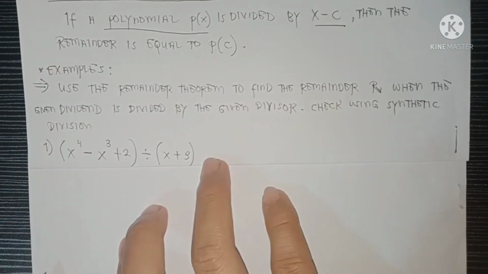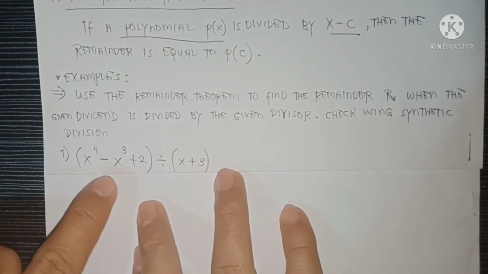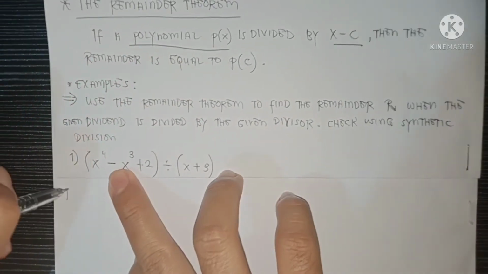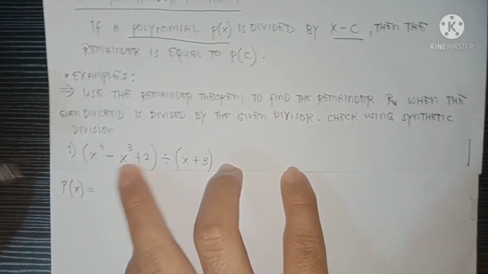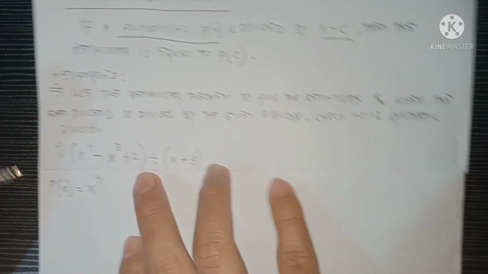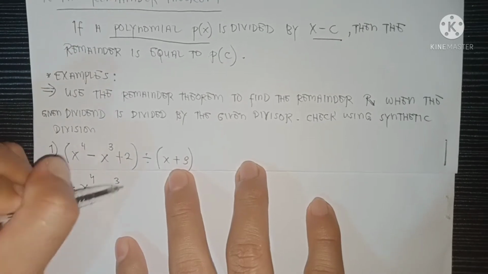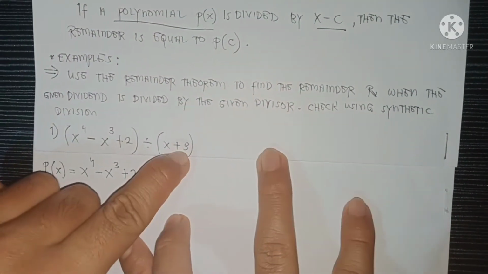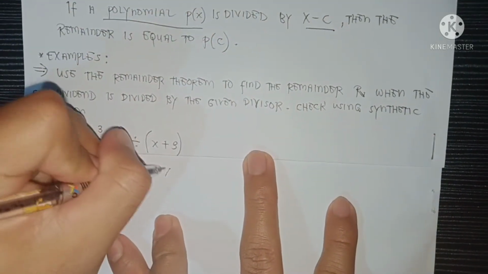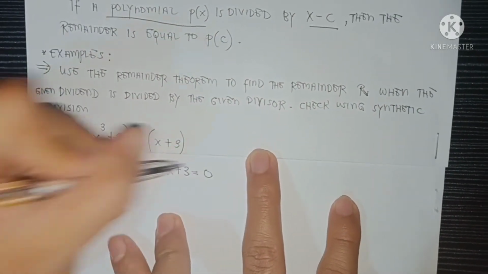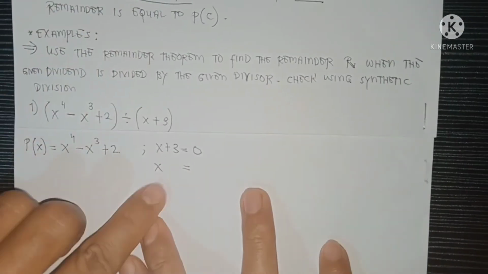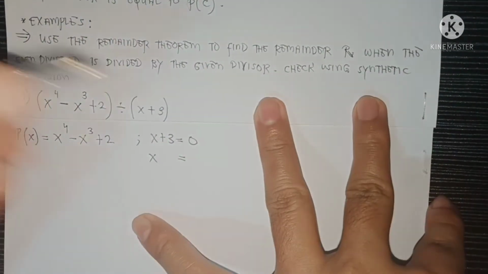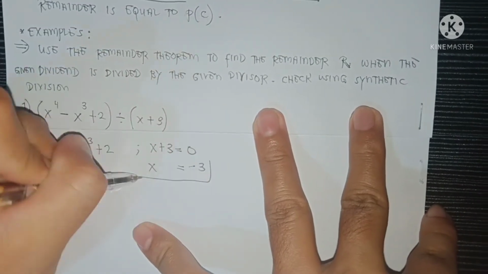So, paano ba mangyayari yun? First, i-express muna natin ito as a polynomial function. So, you have p of x is equal to x raised to the 4th power minus x cubed plus 2. And then, i-equate natin yung divisor to 0. So, you have x plus 3 equals 0. And then, find the value of x. So, from positive 3, pag inilipat natin doon sa kabila, magiging siyang negative.